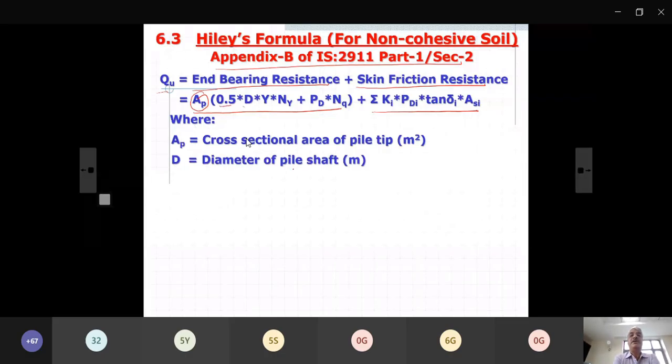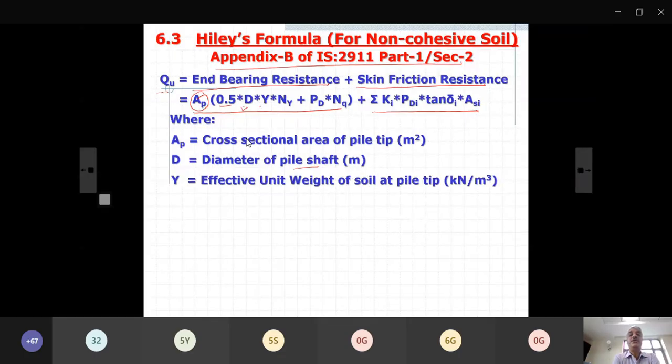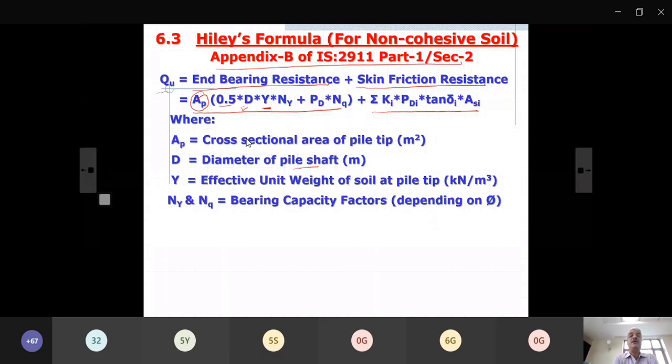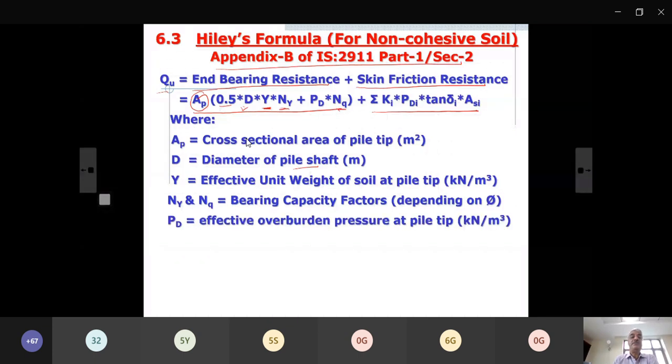0.5 D is diameter of pile shaft. Gamma is effective unit weight of soil at pile tip, because this is tip resistance. N gamma and Nq are bearing capacity factors depending on phi. And what is Pd? Pd is effective overburden pressure at pile tip. Same previous thing, only little bit more.